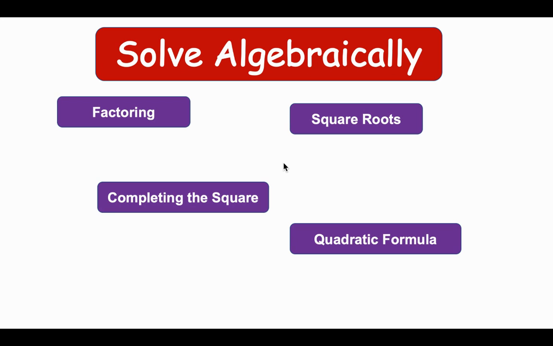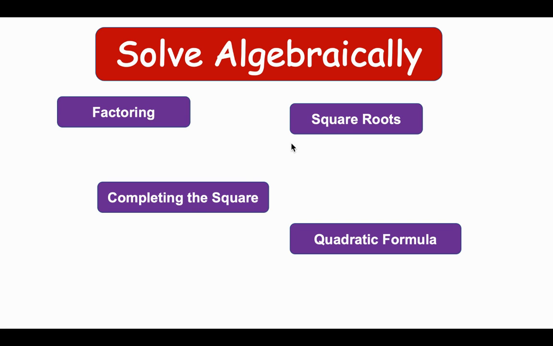There's four different methods. We already learned about factoring, where you set it equal to 0. We learned about square roots, and today we're going to go into how to solve by completing the square. The last video was about how to complete the square, but now we're going to use that information to actually solve.